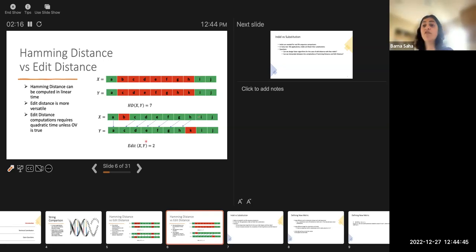So edit distance is much more versatile, much more robust, and it gives you the real similarities and differences among sequences. However, Hamming distance is cheaper to compute. You can compute Hamming distance in linear time. You can approximate Hamming distance with arbitrary precision in sublinear time. Whereas for edit distance, exact computation requires quadratic time unless the strong exponential time hypothesis is false. And also for sublinear time complexity of edit distance, we don't have any constant factor approximation, for example, that can approximate edit distance in sublinear time. So there is a huge gap between the computational complexity of Hamming distance and edit distance.